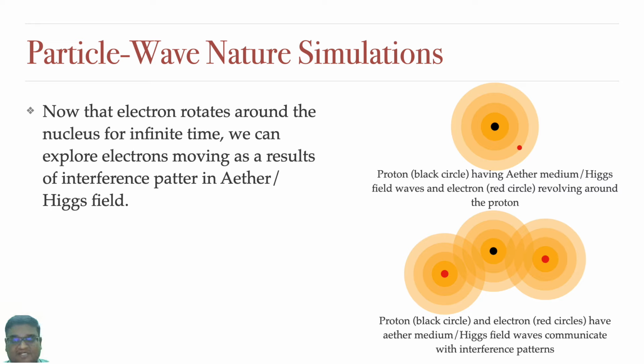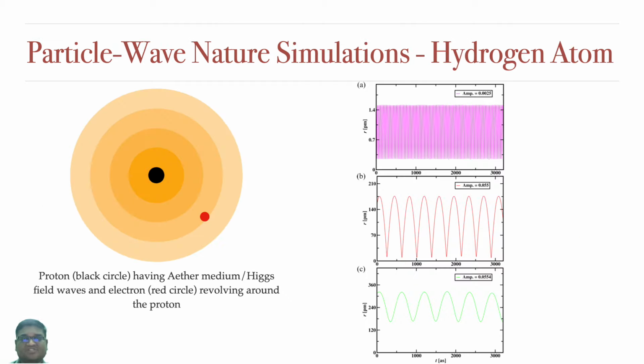Okay, and I captured this based on the collision mechanism, and the velocity and the acceleration are changed according to the collision between this wave and this wave, and also this wave. So the movement of the electron is not normal. It got disturbed or changed because of the interference pattern between these 3 waves. Okay, so this is the simulation for a hydrogen atom, particle wave nature.